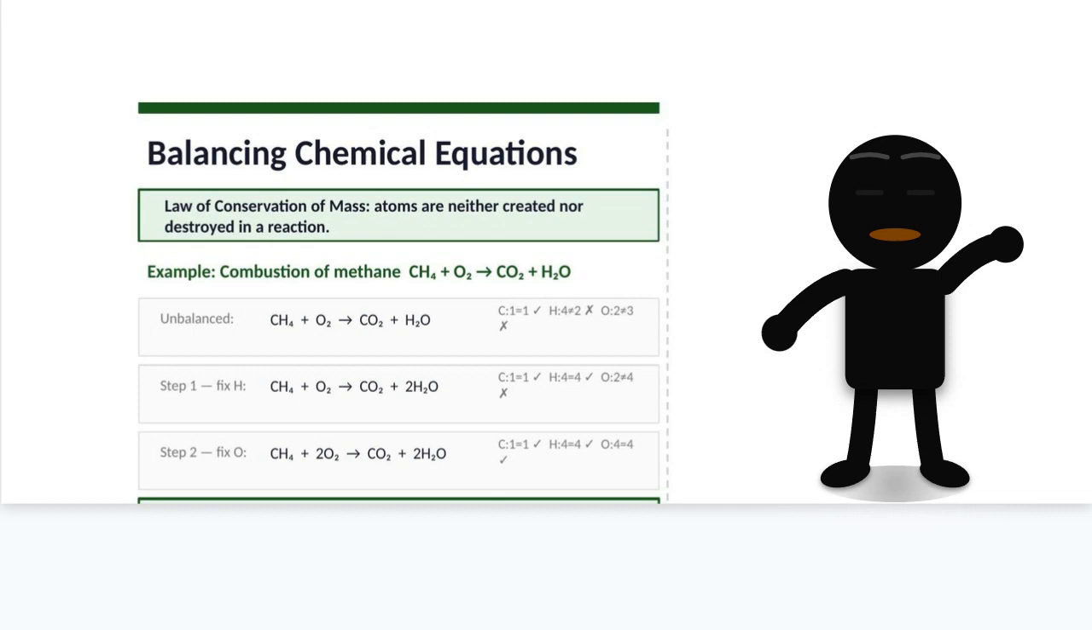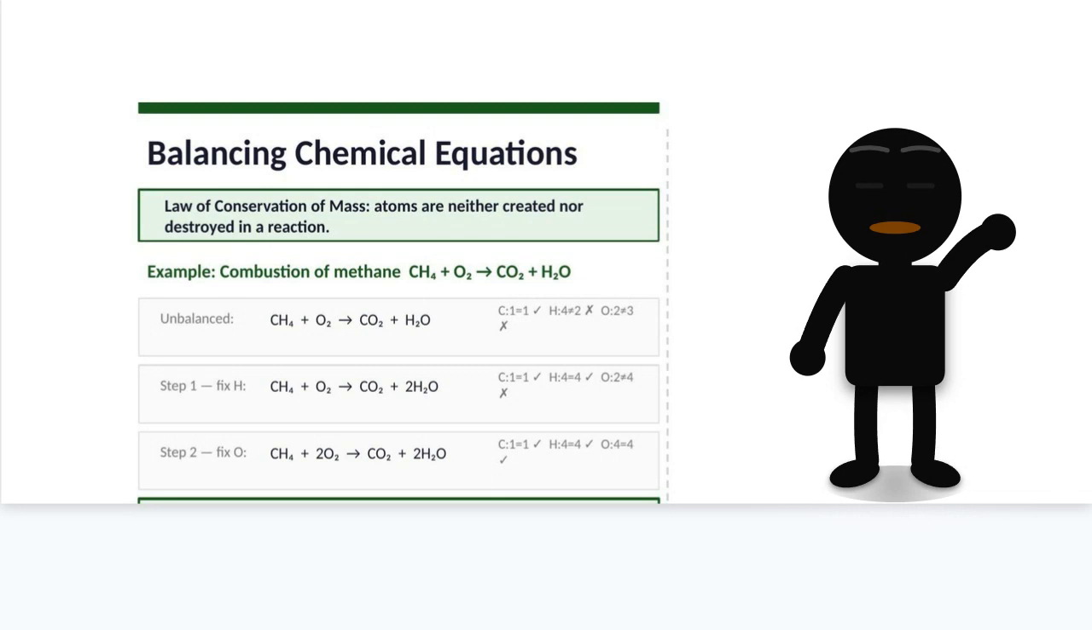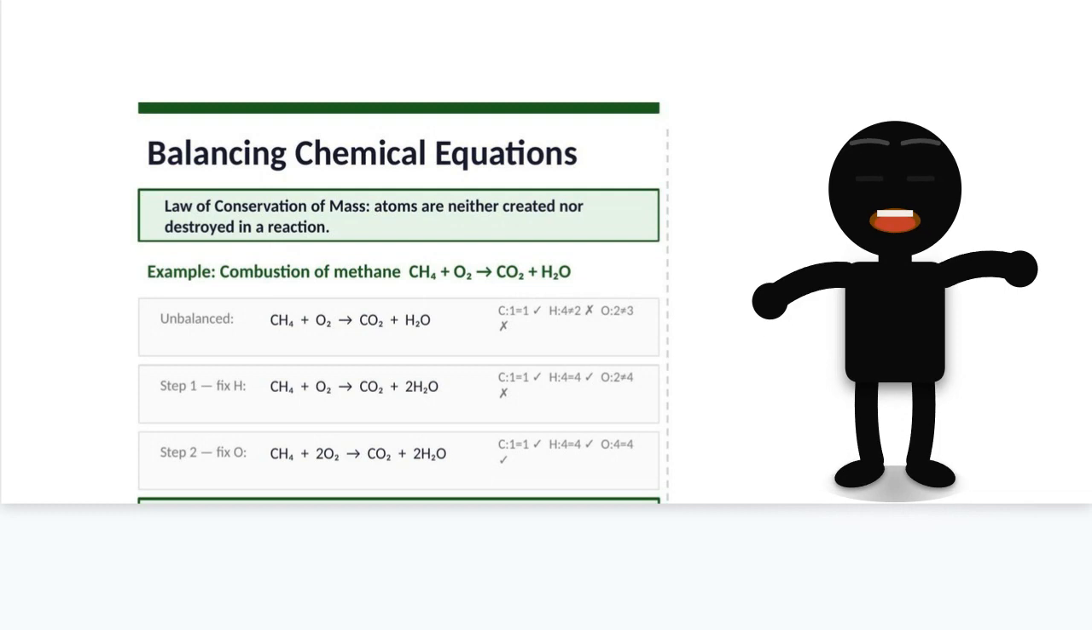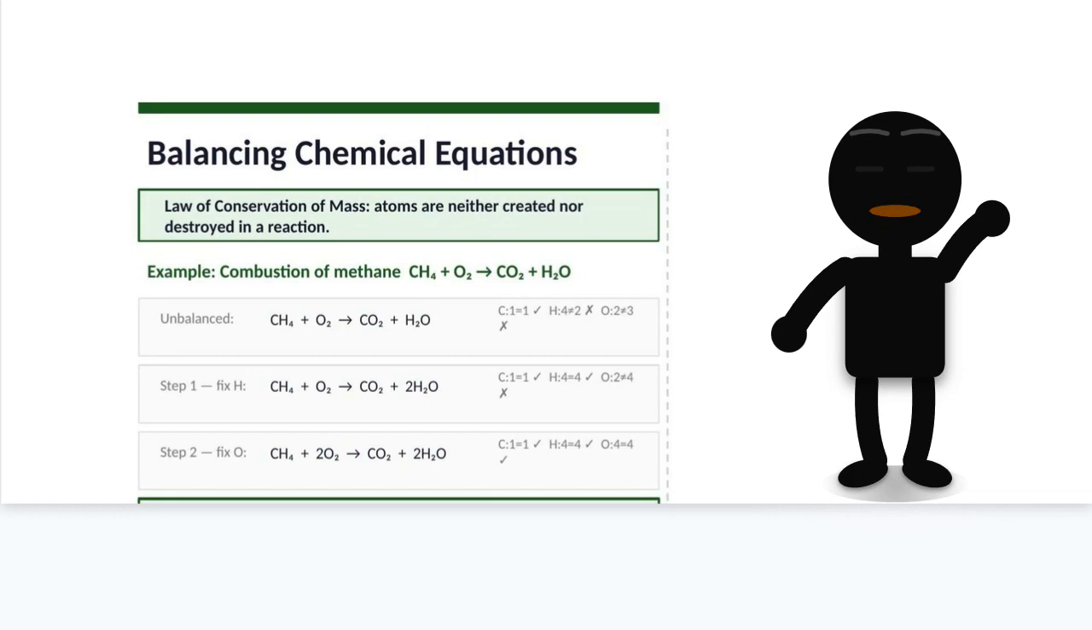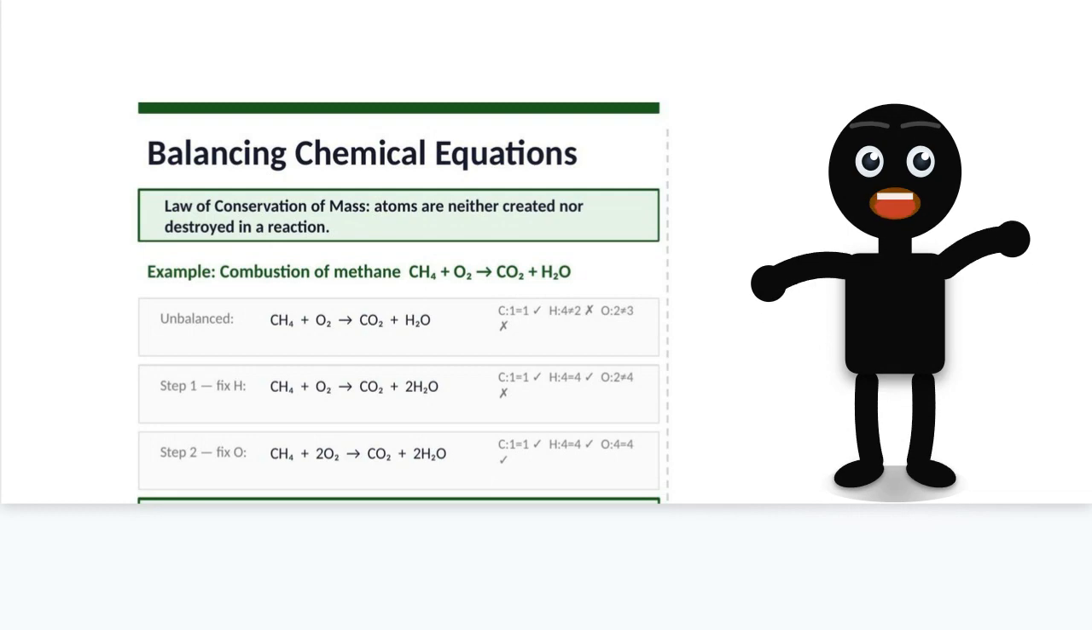Let me show you how to balance the combustion of methane. We start with CH4 plus O2 gives CO2 plus H2O. Carbon is already balanced, 1 on each side. But hydrogen is not, we have 4 on the left and only 2 on the right. So we put a 2 in front of H2O. Now hydrogen balances, 4 equals 4. But now oxygen is off, 2 on the left, 4 on the right. So we put a 2 in front of O2. Now everything balances. The golden rule, only adjust coefficients, the large numbers in front. Never change the subscripts inside a formula, because that would change the substance entirely.